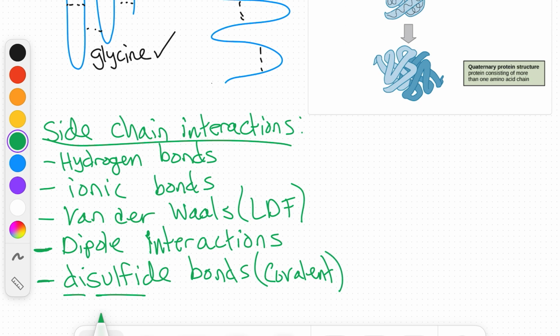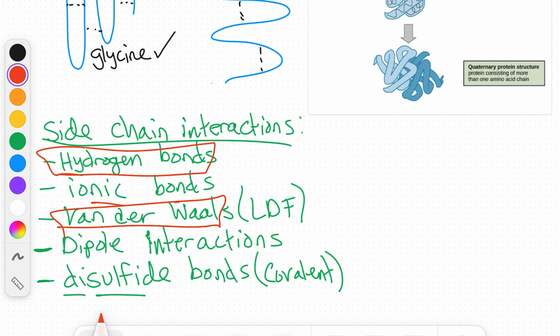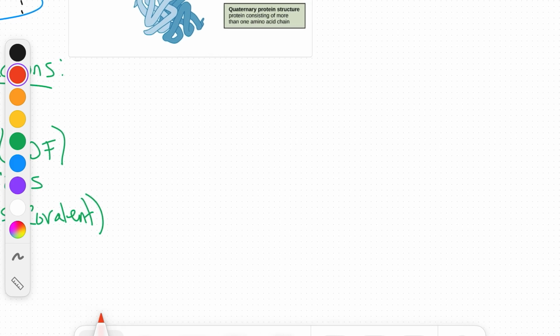I'd say the most common ones for tertiary structure, probably hydrogen bonding, probably van der Waals, and then ionic bonds and dipole interactions, but mostly hydrogen bonds and van der Waals. The other ones are all still possible. Those are all our side chain interactions, so beware of those for tertiary structure.